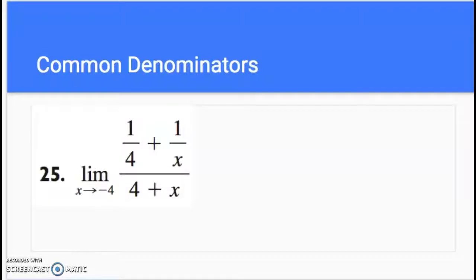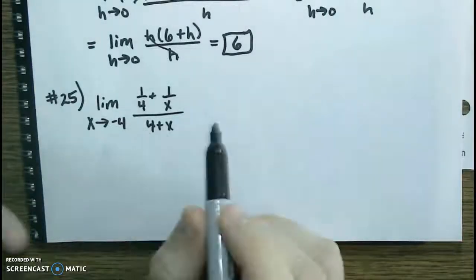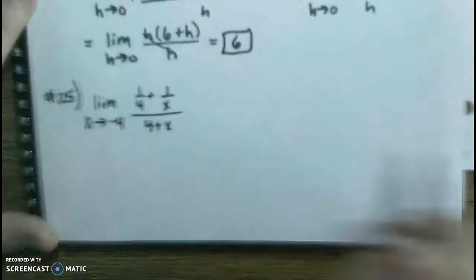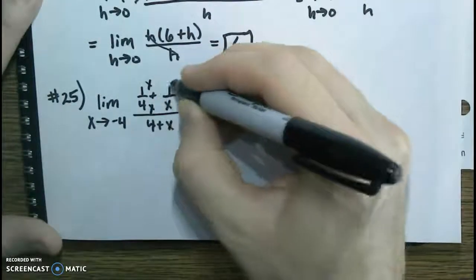Try direct substitution to begin with. If you plug in -4, you're going to end up getting 0 divided by 0 again. So we need to do some algebra, some arithmetic, and see if we can simplify this. What I'm going to try to do is get common denominators on the top. So we're going to give this one an x and this fraction a 4.